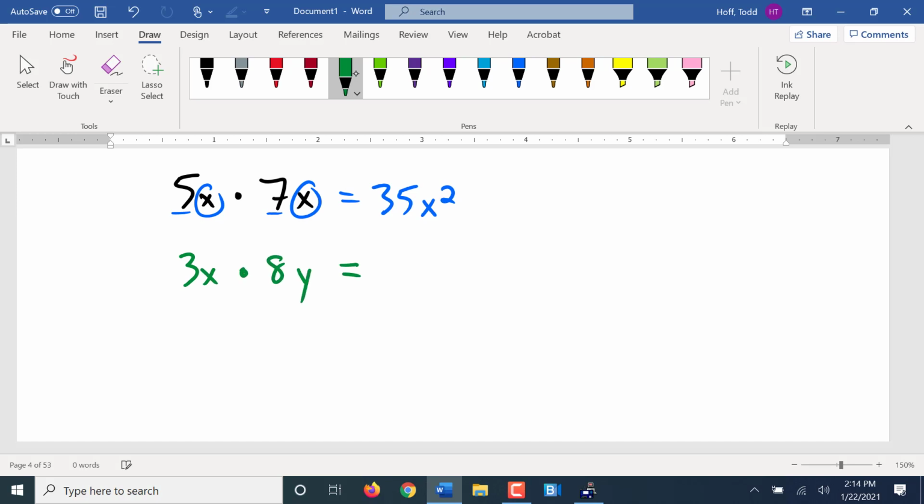Now, when we had 3x plus 8y, we couldn't do it. Can we multiply 3x times 8y? We can. When we multiply, we do not need the same name. We combine the counts. What's 3 times 8? 24, and then what's x times y? xy. Good.